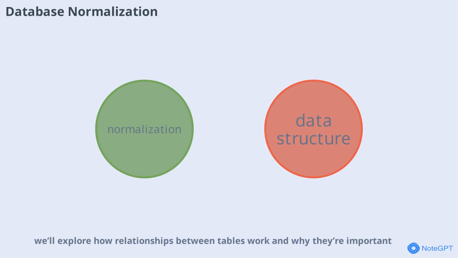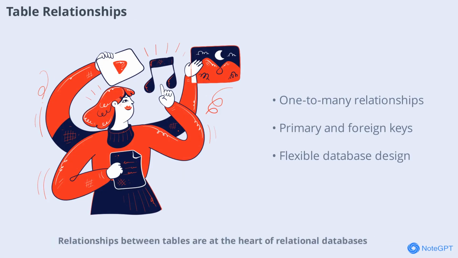Next, we'll explore how relationships between tables work and why they're important. Relationships between tables are at the heart of relational databases. There are three main types: one-to-one, one-to-many, and many-to-many. For example, a customer can have many orders, but each order belongs to one customer. These relationships are established using keys, such as primary and foreign keys. Understanding how tables connect allows you to design flexible and powerful databases. In the next scene, we'll look at how to use joins to combine data from multiple tables.